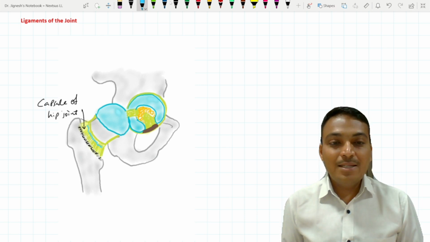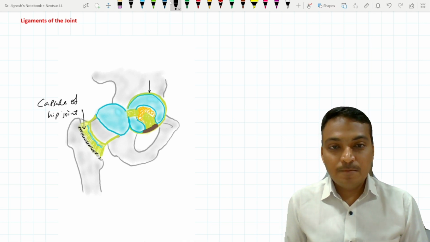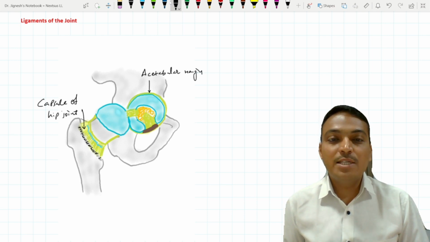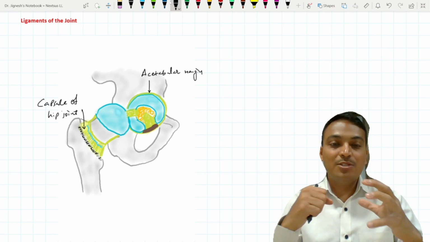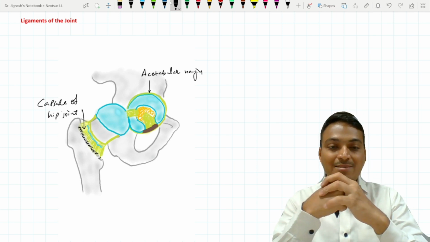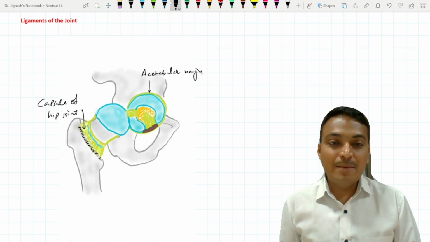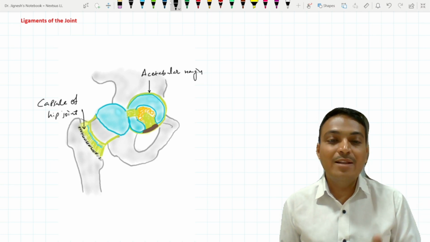On the medial aspect, this capsule is going to attach to the acetabular margin, while in the lower part this capsule is attached and blends with the transverse acetabular ligament. So when we see the capsular attachment, this capsule is going to close this hip joint from both sides. Now this capsule is covered with the synovial membrane on the inner side.